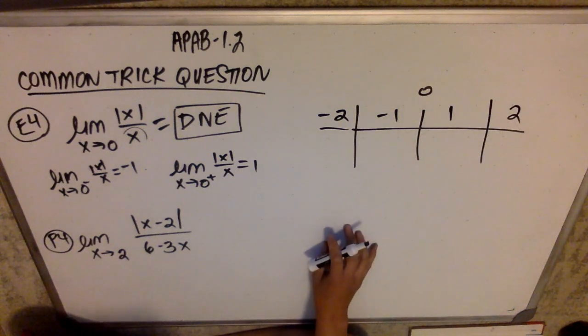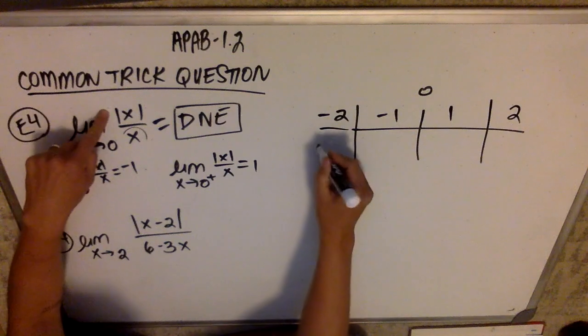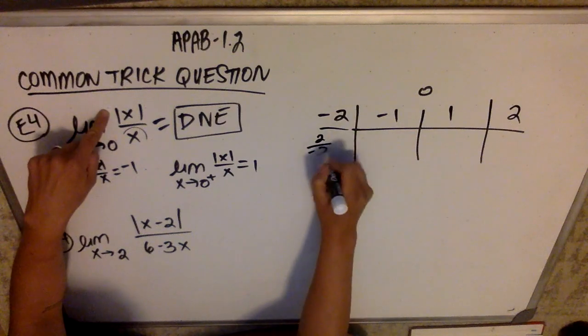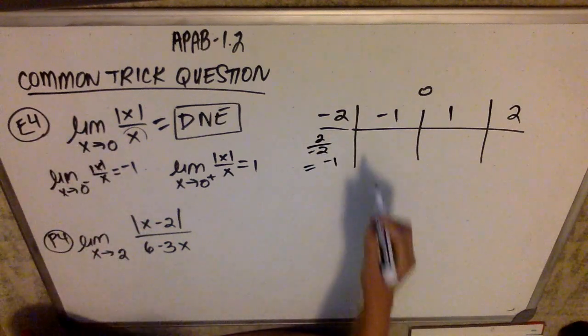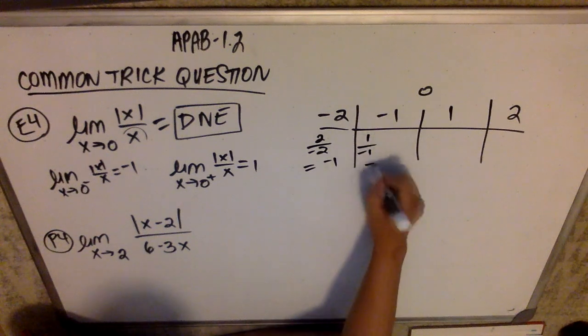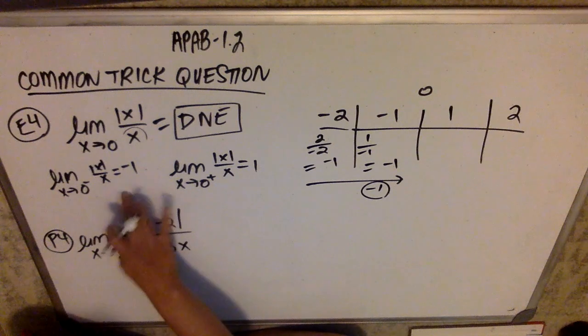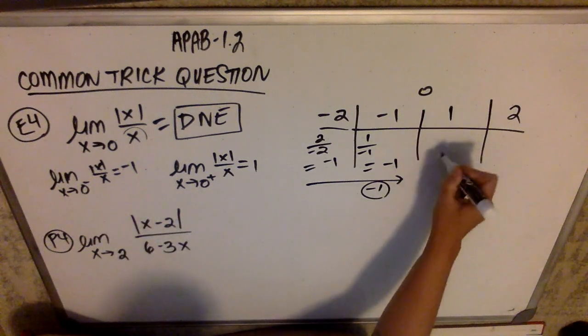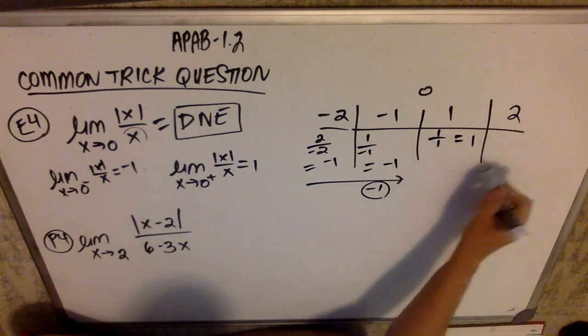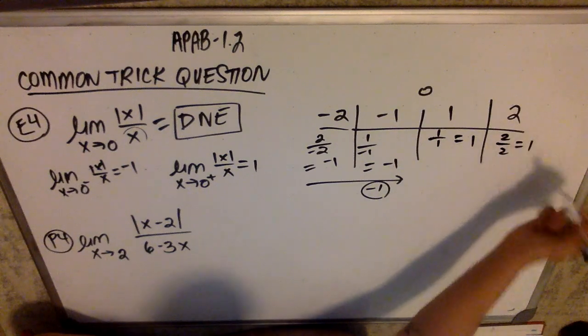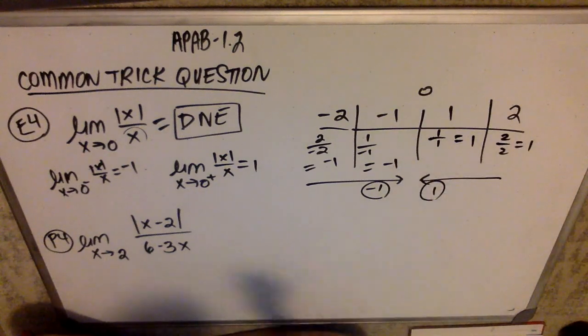When I plug in a negative 2 in the absolute value, I'm going to get regular 2 over negative 2. Oh, look, it's a negative 1. Regular 1 over negative 1. Oh, look, it's a negative 1. So from the left, I'm clearly approaching negative 1. They're all going to be negative 1s. And if I plug in 1 over 1, I'm going to get a 1. And if I plug in 2 over 2, oh, look, it's a 1. So from the right, I'm definitely approaching 1.